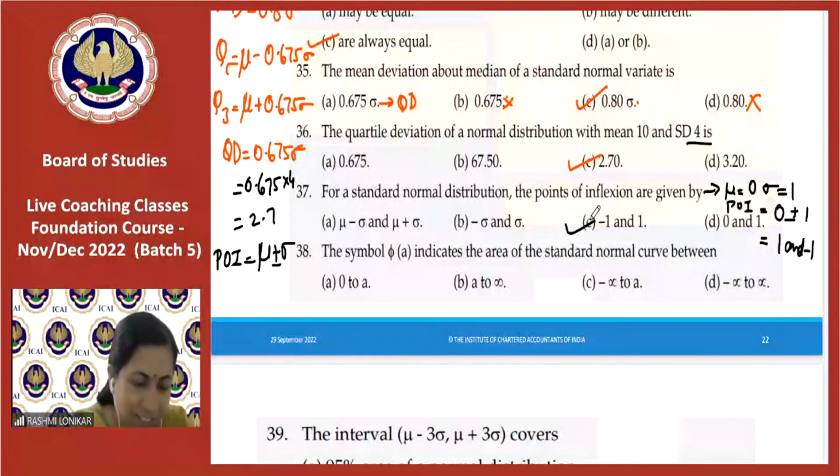Okay, Diksha, that's by mistake you wrote B. 36, option C, Gurleen, correct. Himanshu, 37. Yes, Himanshu, that is the formula. Point of inflection for a standard normal distribution is given by mu minus sigma and mu plus sigma.